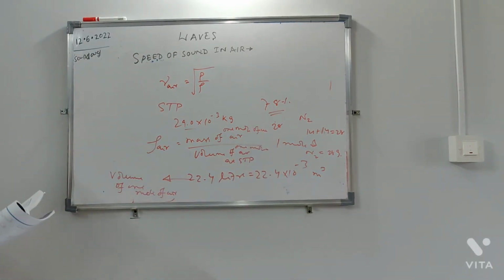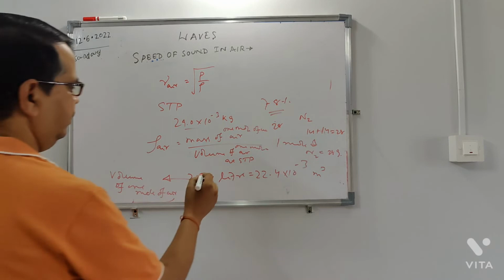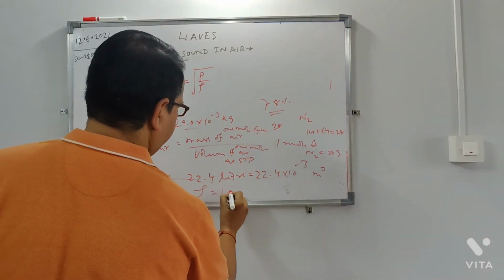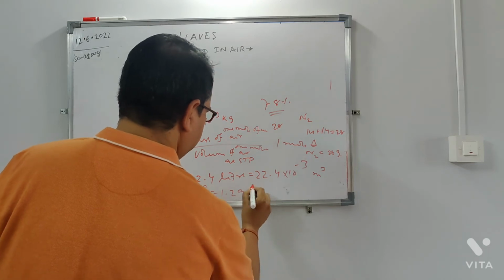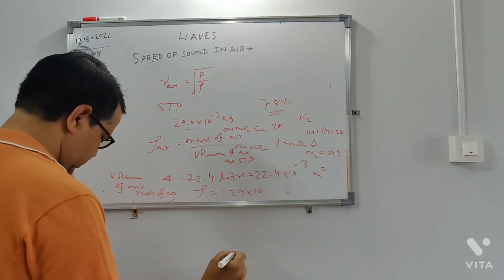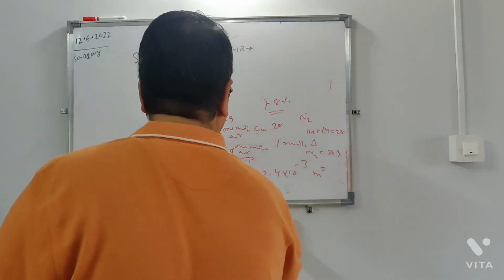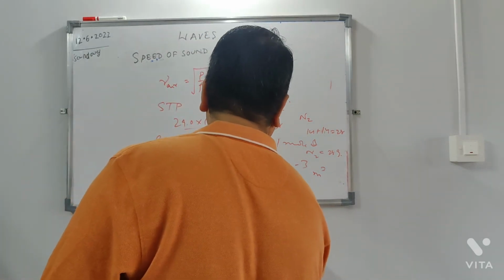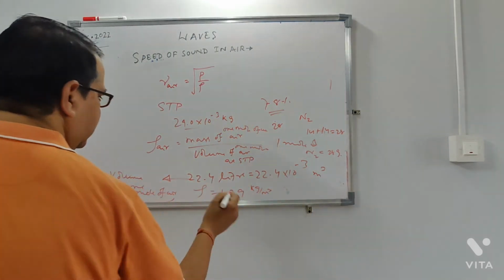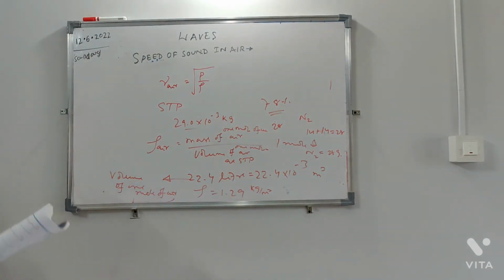So this density you will find as 1.29 kg per meter cube, right? Water density is 1000, whereas this is nearly 1. So the density of air is 1.29 kg per meter cube, and then knowing the density and the pressure.